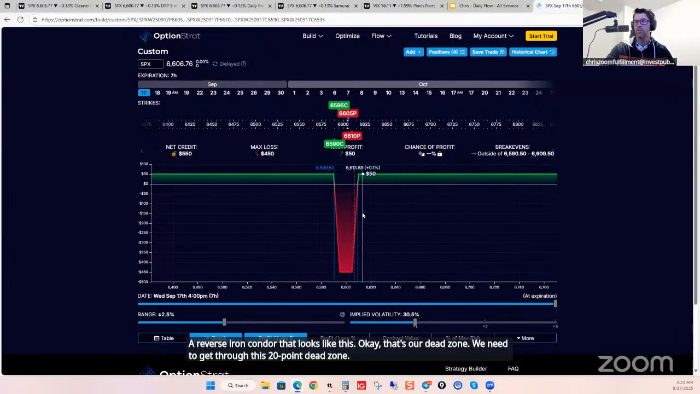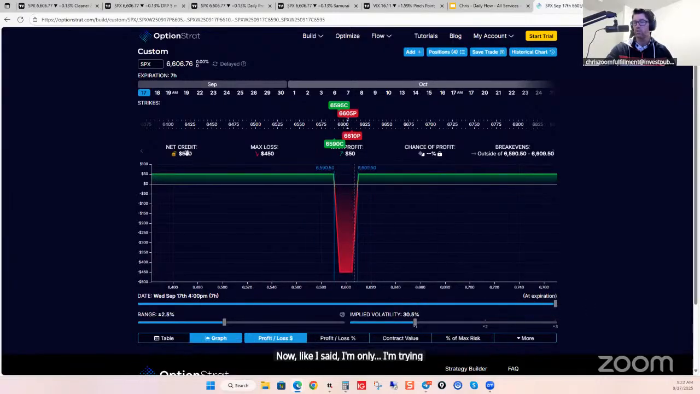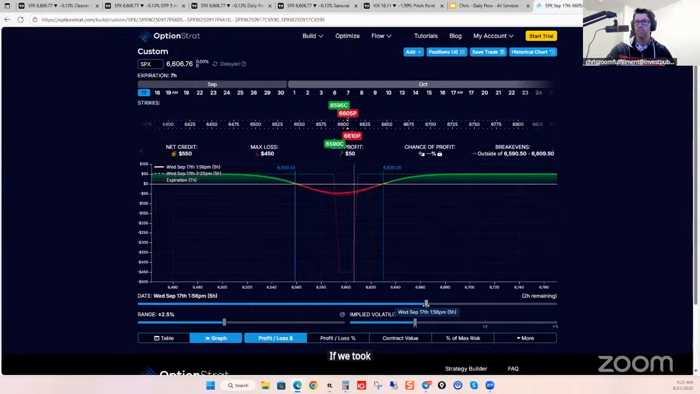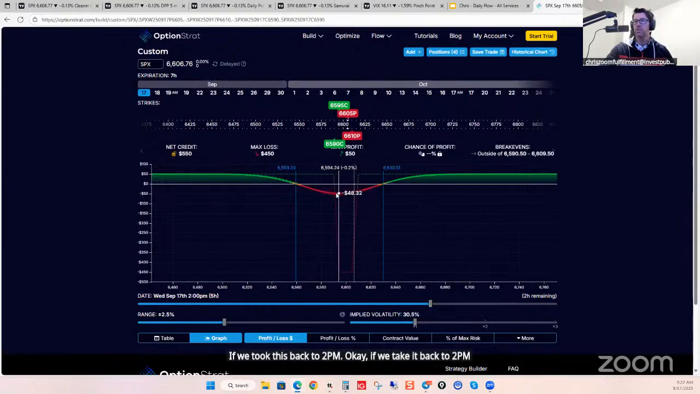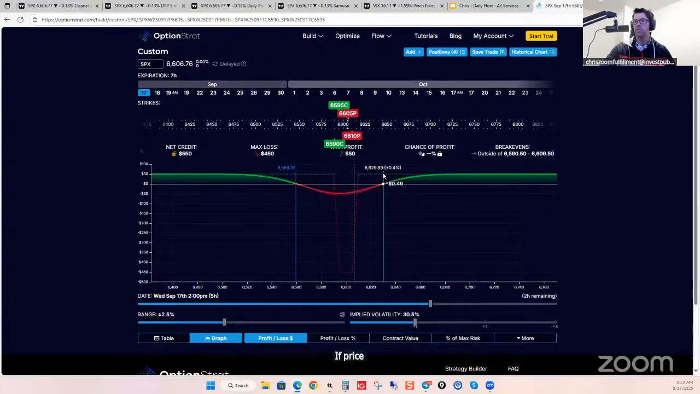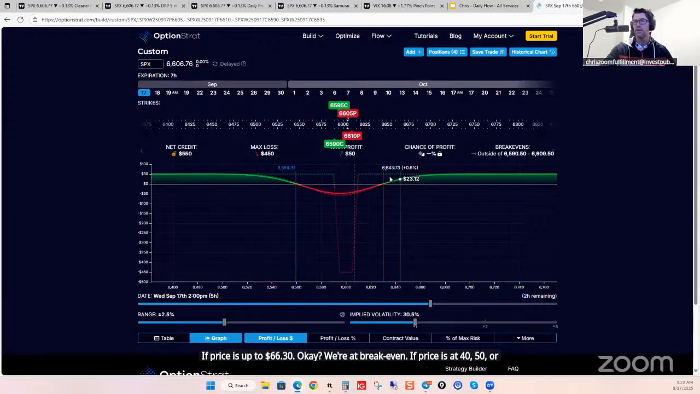Now, like I said, I'm trying to at least pull in like $6 credit, hopefully. So this dead zone is only $400, and we'd have $1 on each side of the trade. If we took this back to 2 p.m., you can see there's still a sag in the middle with the dead zone. If price is up to 66.30, we're at break even. If price is at 40, 50, or 60, we've got some profits. Now, obviously if I can increase my credit, this is going to be a larger profit.